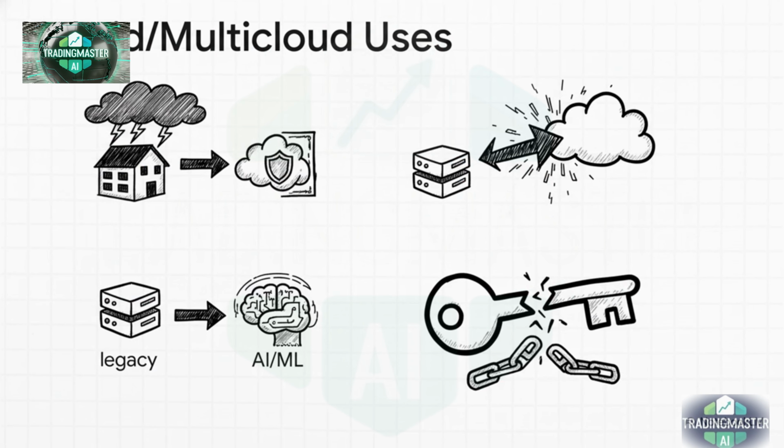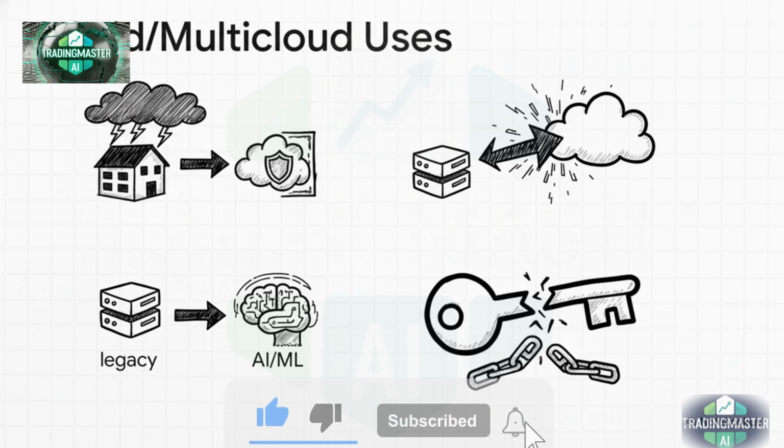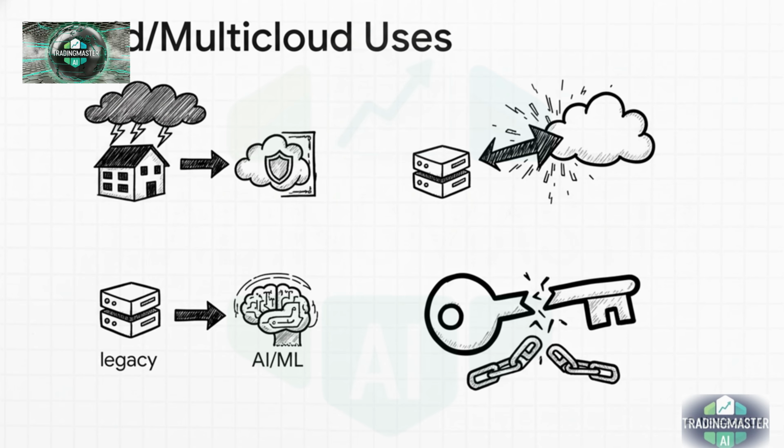So why on earth would you go through all this extra complexity? Well, there are a bunch of really smart strategic reasons. You could use the cloud as a disaster recovery site for your on-prem systems. You could do what's called cloud bursting, where you send overflow traffic to the cloud when you get busy. Or maybe you want to beef up a legacy app with Google's awesome AI and ML services. And for some companies, it's the ultimate insurance policy, avoiding being locked into any single cloud provider.